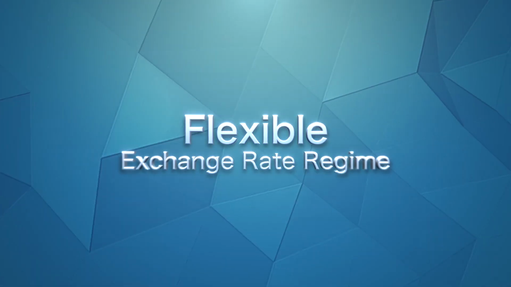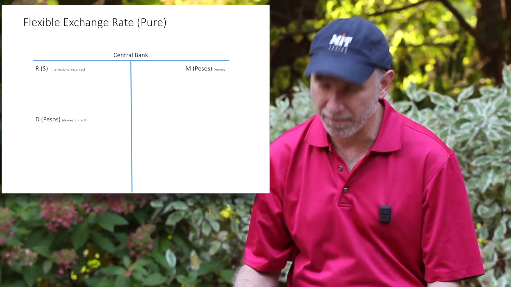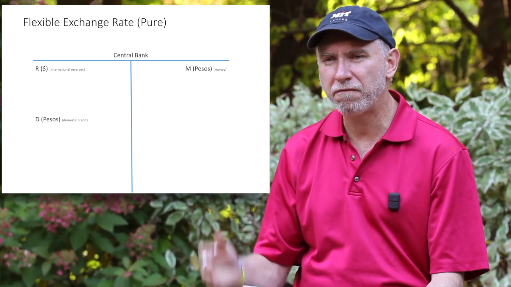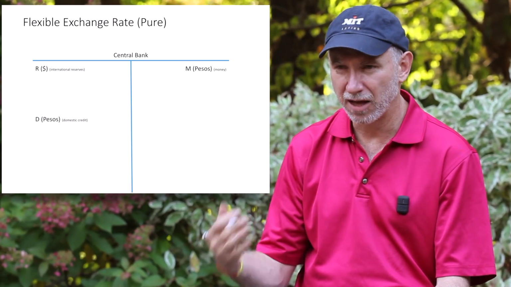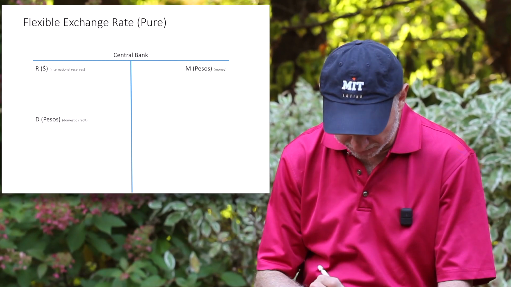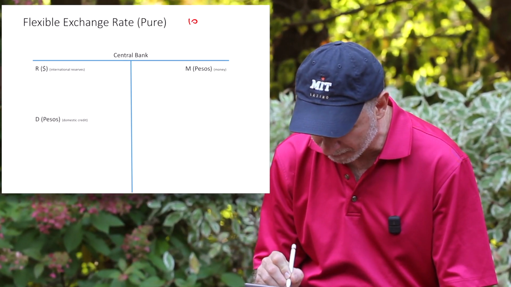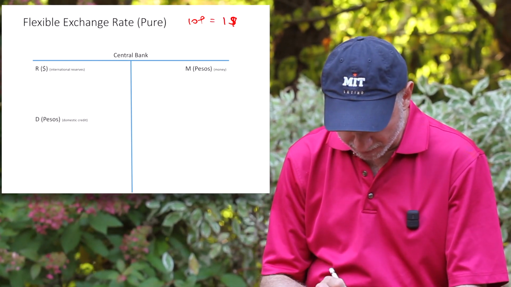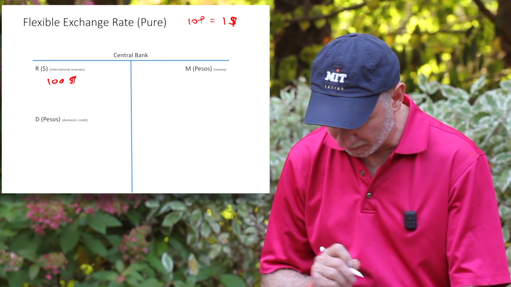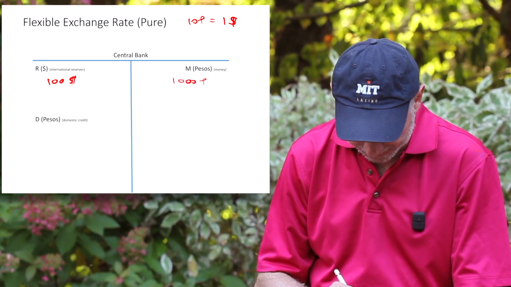No movement there. Let's look at how the flexible regime works. In the case of a flexible regime, we fix a different account. So let's go back to the 101,000. Again, let's assume that right now we have 10 pesos equals $1 US. So we have $100 on reserves, we have 1,000 pesos on money, and we have 0 on domestic credit.